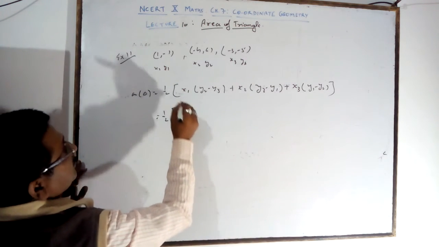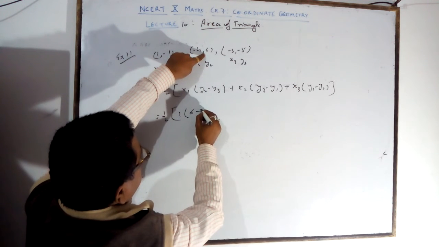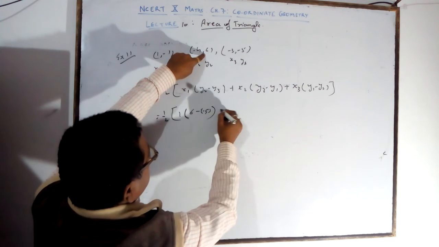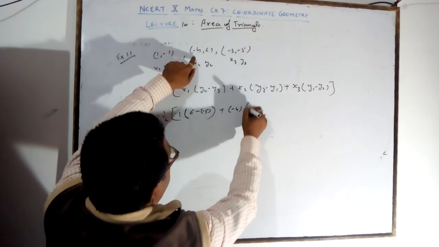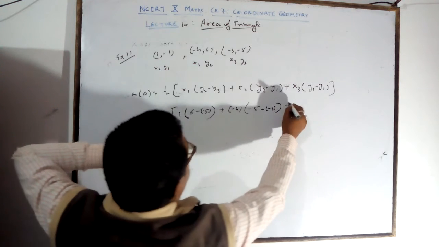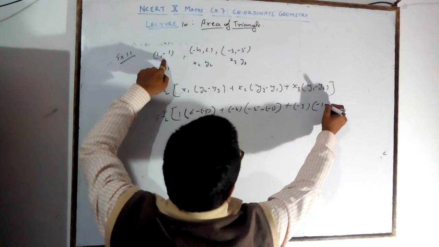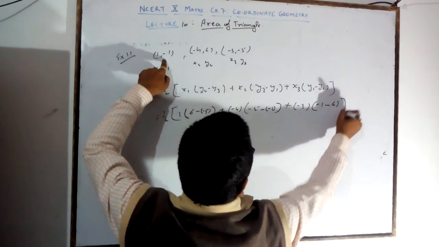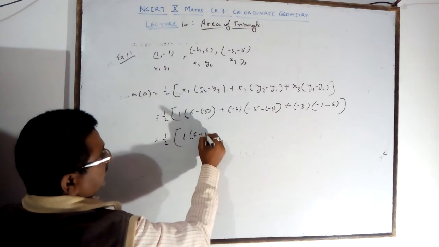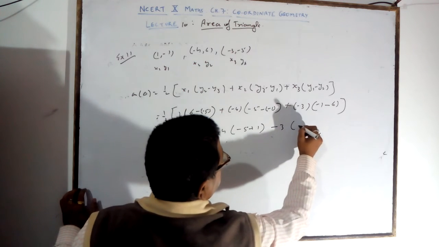Put the value. What is x1? 1. In the bracket, 6 minus minus 5. 6 minus minus 5 plus x2, minus 4, y3 minus 5 minus 1, x3 minus 3, y1 minus y2, minus 1 minus 6. Now you will write half, 1, 6 plus 5, minus 4, minus 5 plus 1, minus 3, minus 7.